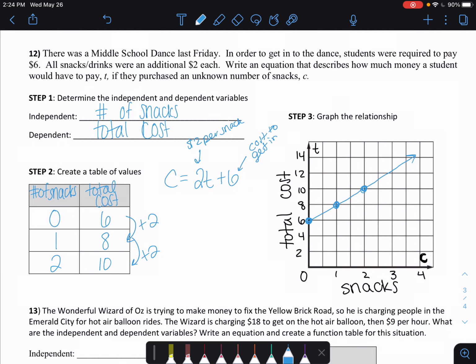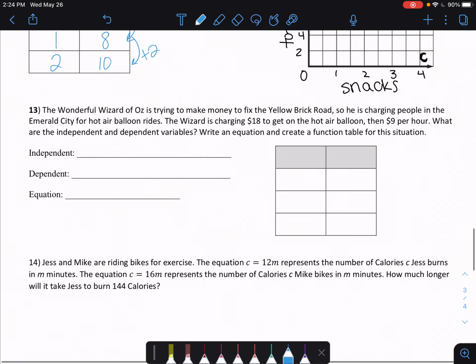Okay, number 13 just takes away the idea of the graph. So it says the wonderful Wizard of Oz is trying to make money to fix the yellow brick road, so he is charging people in the Emerald City for hot air balloon rides. The wizard is charging $18 to get on the hot air balloon, and then $9 per hour. So there's my multiplication word. What are the independent and dependent variables? Write an equation and create a function table for this situation.